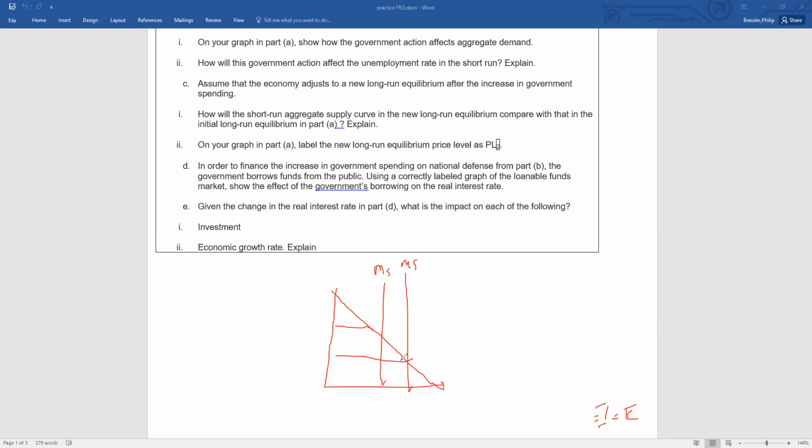You need to know the Phillips curve, the LRAS, SRAS, AD curve, the monetary curve, and the loanable funds. They can ask all four of them in one of those questions, okay? And then the T-balance.